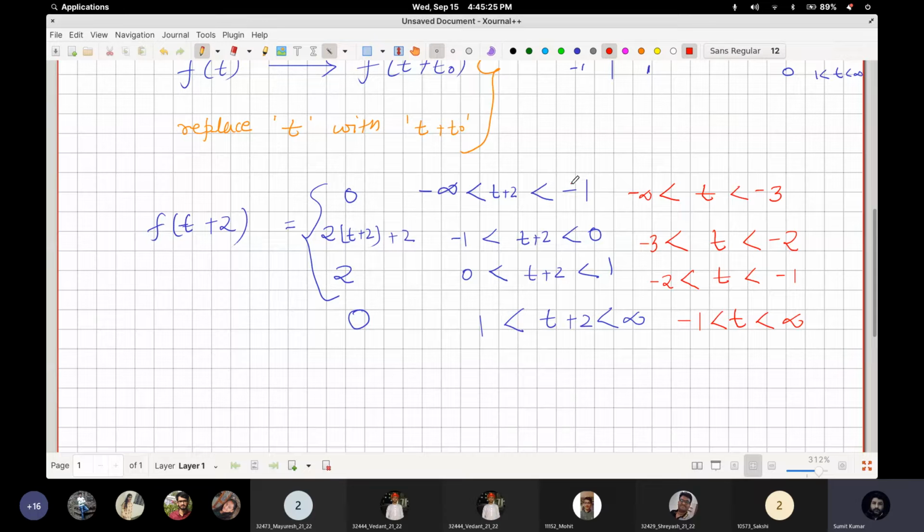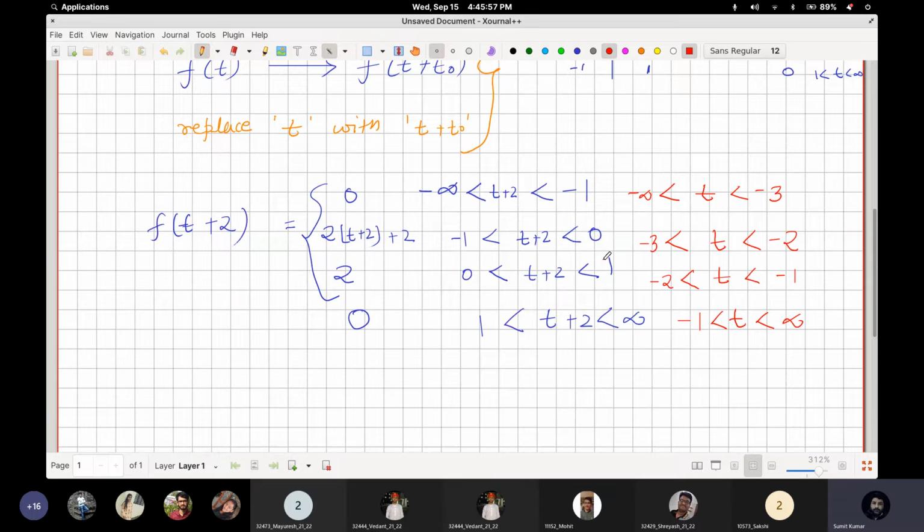But look at these points here. We added plus 2 to t, and then t becomes what? We subtracted 2 from every point, right? So minus 1 becomes minus 3. Here minus 1 again becomes minus 3. 0 becomes minus 2. 0 becomes minus 2. 1 becomes minus 1, right? And this 1 becomes minus 1 again. And infinity is going to be infinity only, right?